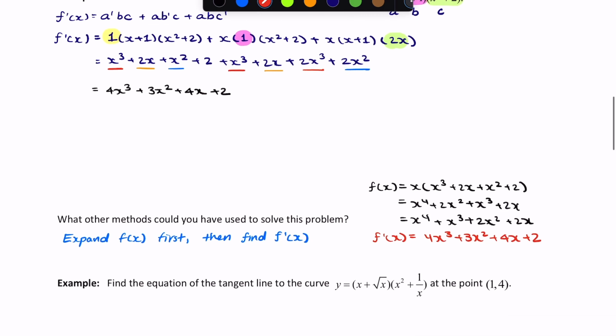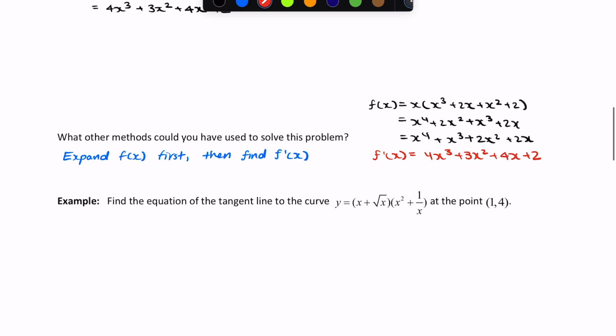Okay, so let's continue on. What we're going to look at now is how to find the equation of the tangent line to the curve y is equal to x plus square root x times x squared plus 1 over x at the point 1, 4.